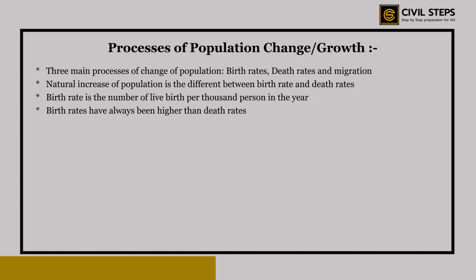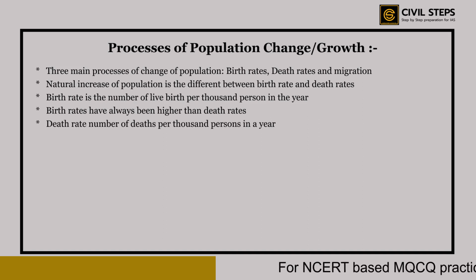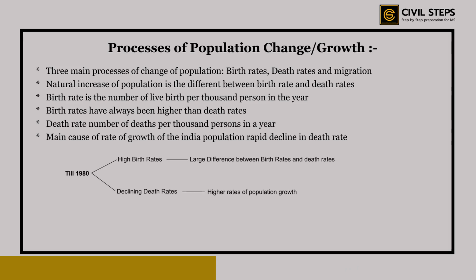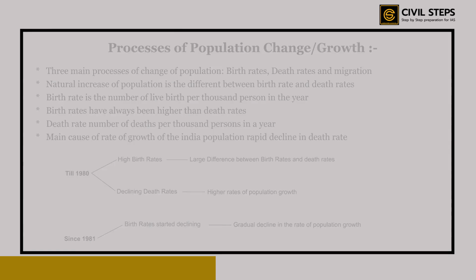Now let us talk about the death rate. Death rate is the number of deaths per 1,000 persons in a year. The main cause of the rate of growth of the Indian population has been the rapid decline in the death rates. Till 1980, high birth rates and declining death rates led to a large difference between the birth rates and death rates, resulting in higher rates of population growth. Since 1981, birth rates have also started declining gradually, resulting in a gradual decline in the rate of population growth.